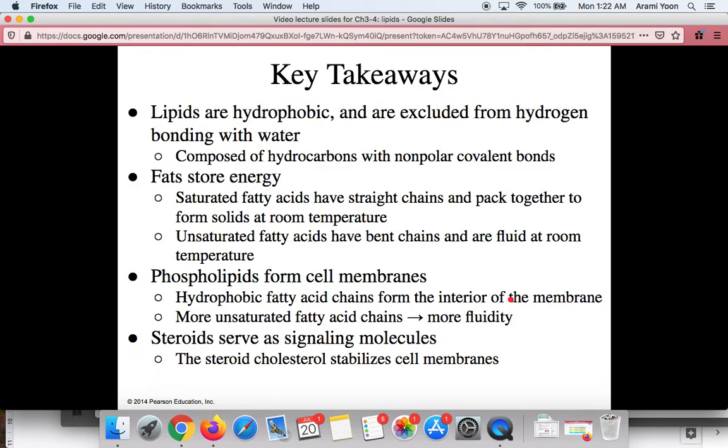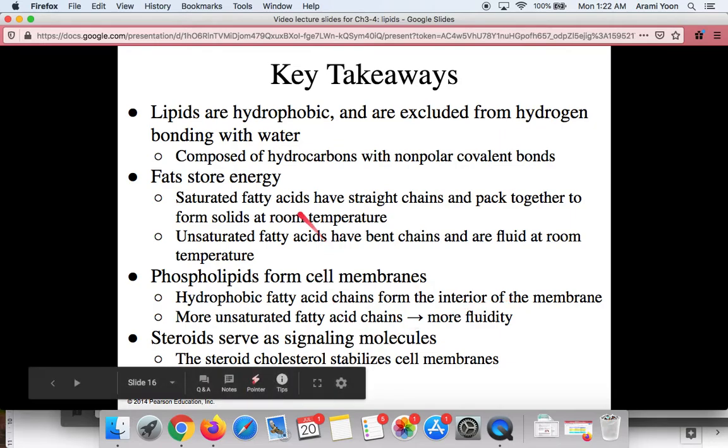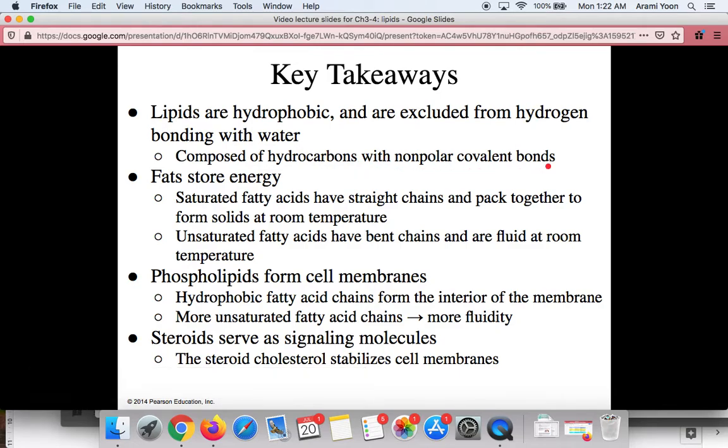Okay, here are your key takeaways. Lipids are hydrophobic, which means they're excluded from hydrogen bonding with water, so they don't mix with water. The reason for that is they're composed of hydrocarbons that are bonded with nonpolar covalent bonds, so they cannot mix with water. There are a few different types of lipids. There's fats, phospholipids, and steroids. We're not going to talk about waxes in this lecture, but those are out there too.